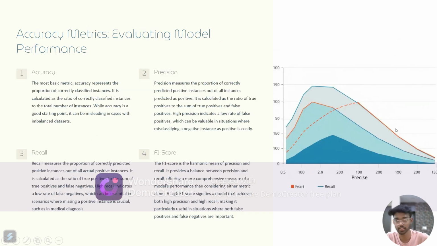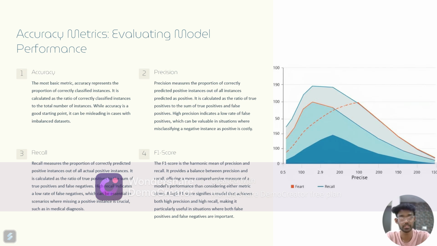Now to the next slide. Accuracy metrics. It helps in evaluating model performance. First, accuracy, the most basic metric. Accuracy represents the proportion of correctly classified instances. It is calculated as the ratio of correctly classified instances to the total number of instances. While accuracy is a good starting point, it can be misleading in cases with imbalanced data sets.